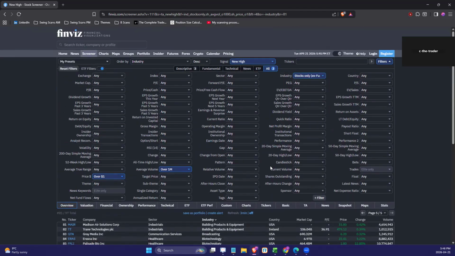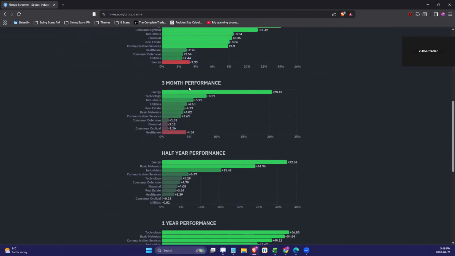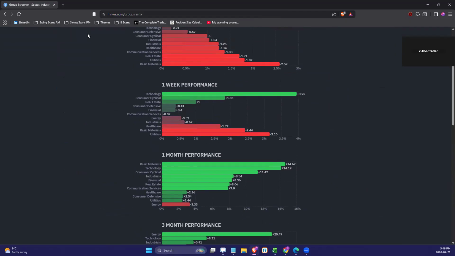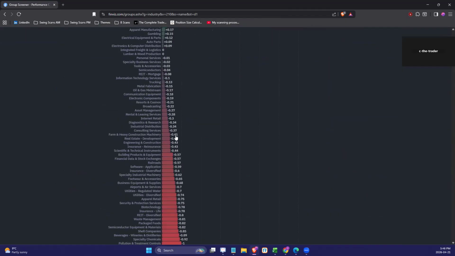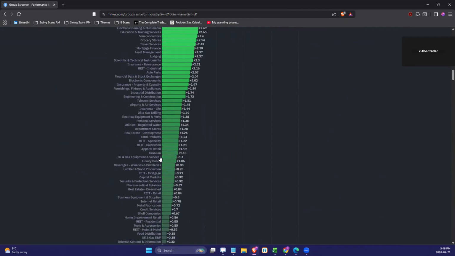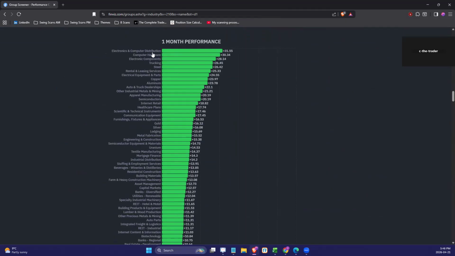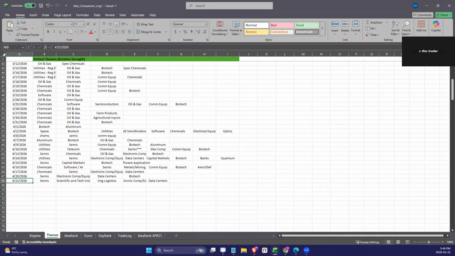So, yeah, you can also do it like this. 3 month, 1 month. That's for sectors, but that's not really that useful, honestly. Then there's one for industry. So coal, all these are broken down here. 1 month performance, electronics and computer distribution. Like I said, just for ease of use, I usually do a new high screen. Then I'll log everything here.